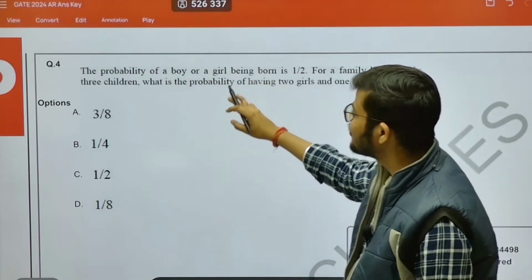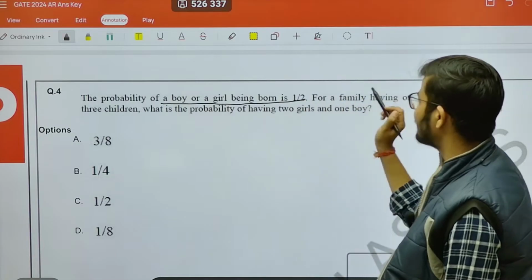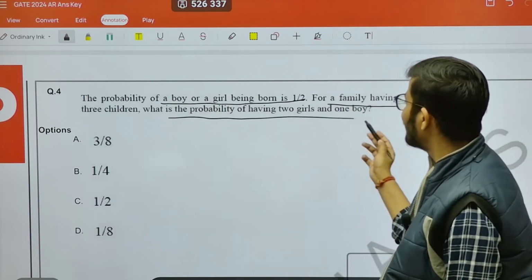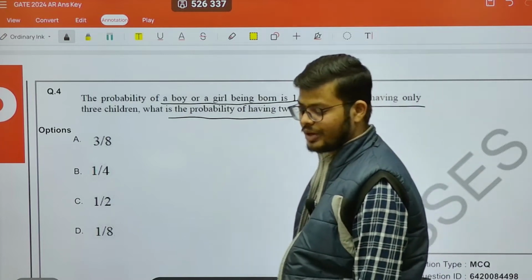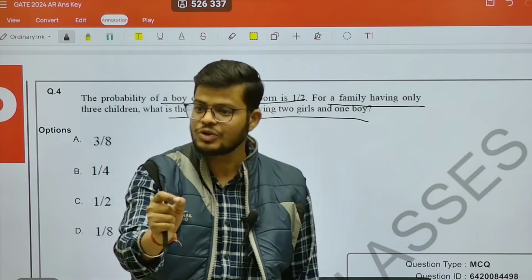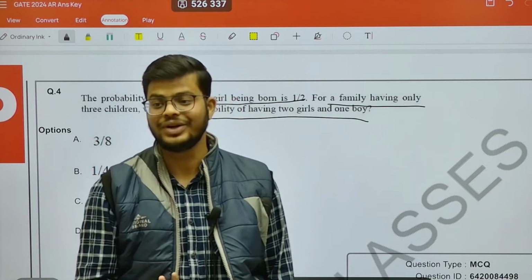So question number 4 says the probability of a boy or a girl being born is 1/2 for a family having only 3 children. What is the probability of having 2 girls and 1 boy? Now for this question, if you have solved questions based on probability, you will be able to solve this question taking only 20 seconds.